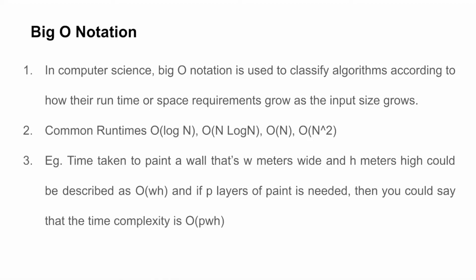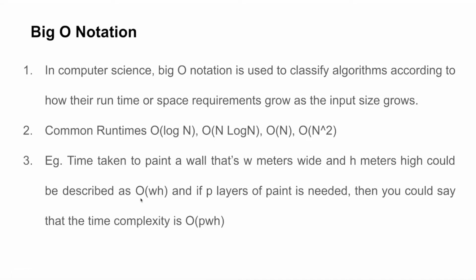upon the input size. Now, to give you an example, let's say I have to paint a wall. And now the time taken to paint a wall will directly depend upon the area of that wall, directly proportional to the area of the wall. Now, let's say the wall is W meters wide and H meters high, the area would be W multiplied by H. Now, we can say that the time taken to paint that wall is of order W multiplied by H. So we describe it in that way. So this is the big O notation for that function.